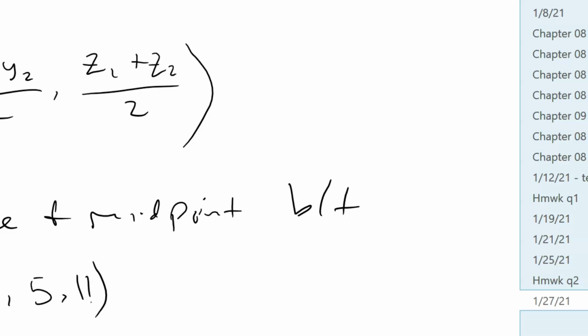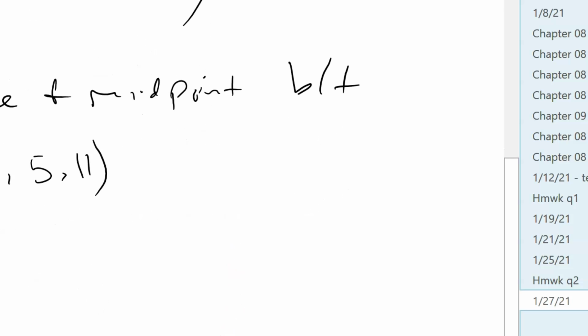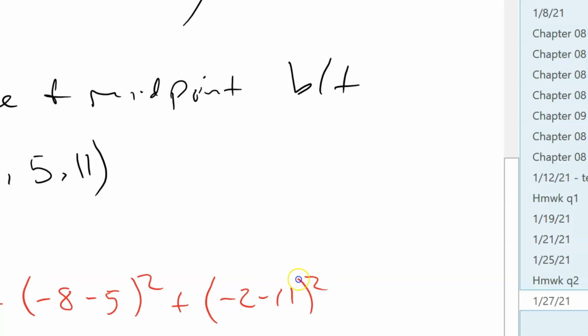So just a quick numeric example using these 2 formulas. My distance is going to be the square root of 6 minus negative 8, squared, plus negative 8 minus 5, squared, plus negative 2 minus 11, squared.